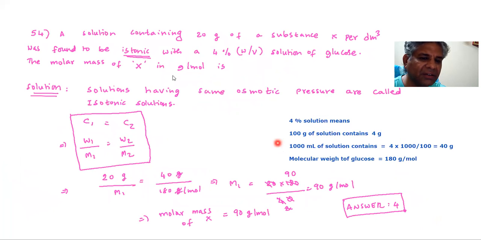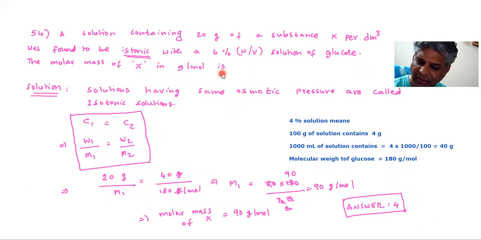And another question that is also given to you: a solution containing 20 grams of a substance X per dm cube. Remember that dm cube and liter are both the same. So a solution containing 20 grams of a substance X per dm cube was found to be isotonic with a 4% solution of glucose. The molar mass of X in grams per mole is. See here, this is a very simple one. And isotonic solutions means solutions having the same osmotic pressure. If two solutions have the same osmotic pressure, then it is called isotonic.